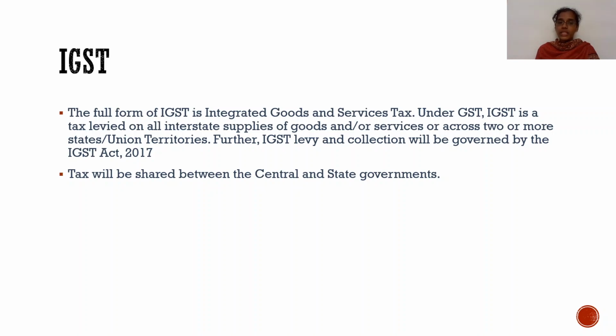The full form of IGST is Integrated Goods and Service Tax. Under GST, this IGST is a tax that is levied on all interstate supplies. What is interstate supply? The supply that happens between two or more states, we call it interstate supply. That is supply outside one particular state. It applies to all interstate supplies of goods and or services across two or more states or union territories, and the supply can be of goods or services or a combination of both.